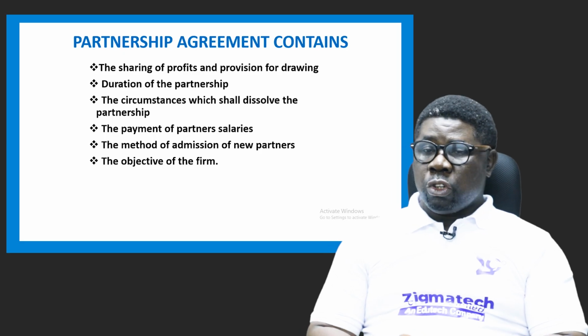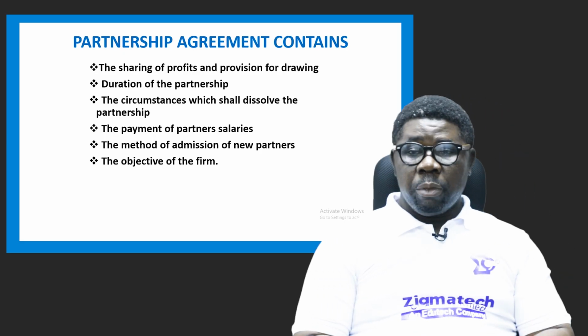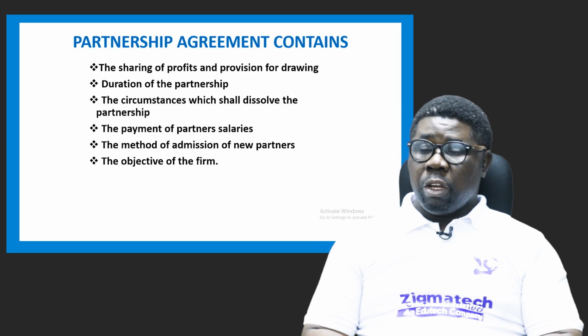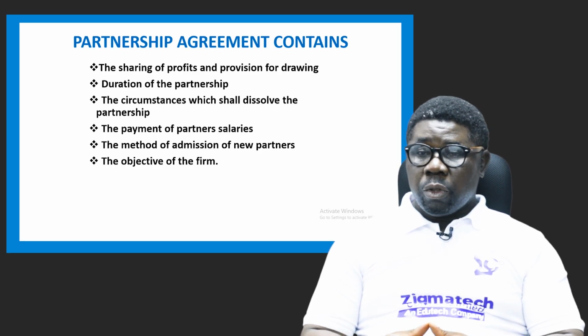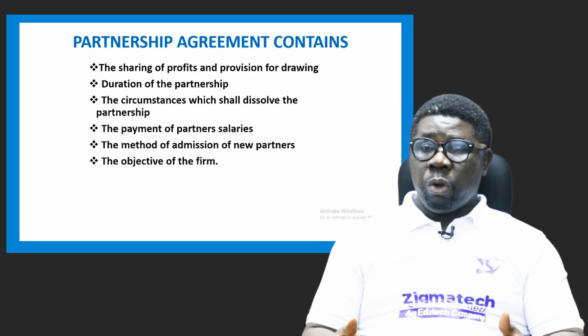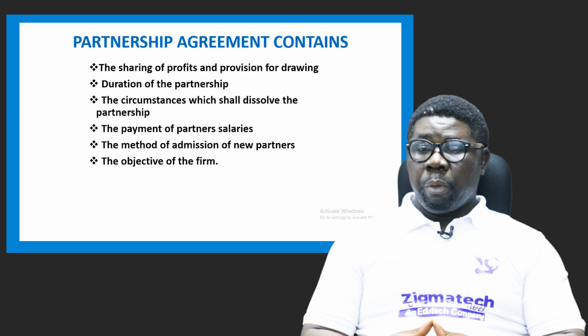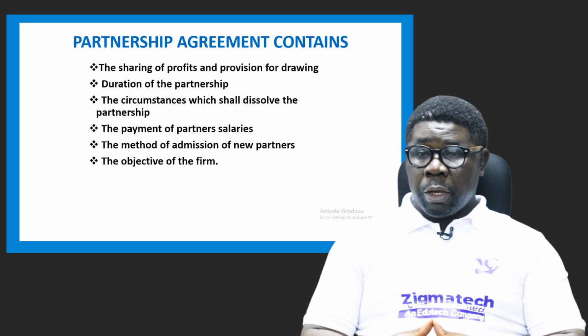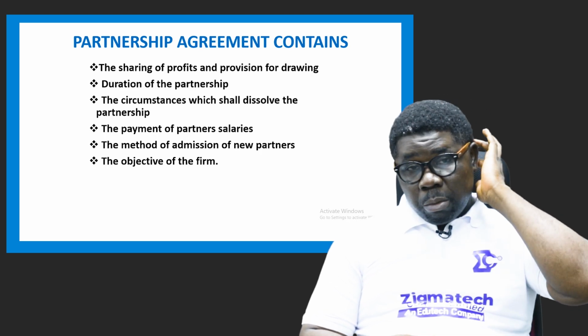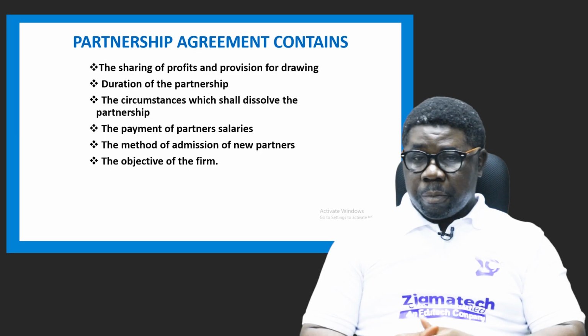The method of admission of a new partner is also stated there. Is it that when a new partner comes, it will be readjusted, okay, or the deed will be rewritten, or the person will come and align with what's already on ground? So it will be stated there, all right? And how much they need to pay to come in as a new partner will also be stated there. So how a new partner comes in to join the existing ones will also be in that partnership deed.